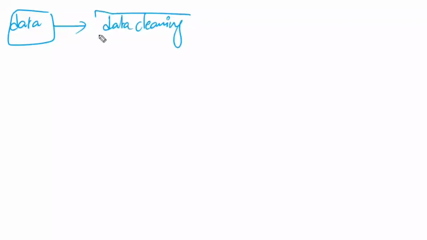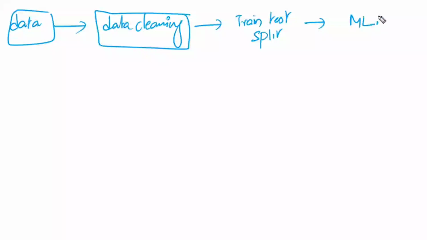The thing is that first you have taken the data and understood it. You have done the data cleaning. After data cleaning, you are going to do the train test split. After that, you are going to apply the machine learning algorithm.